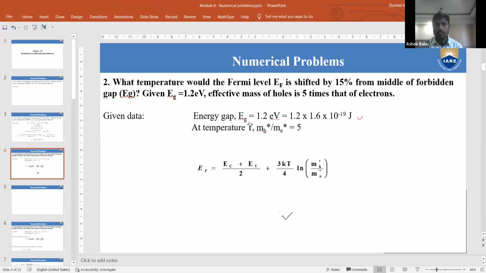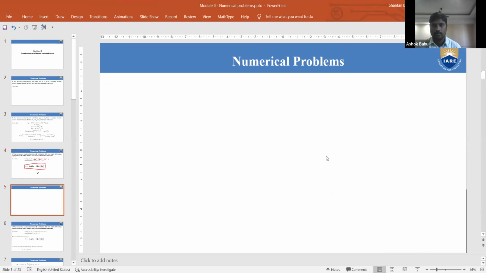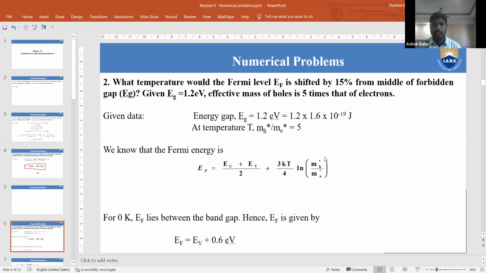So energy gap equals 1.2 electron volts. Multiplying by 1.6 into 10 power minus 19 to convert into joules. At a particular temperature T, Mh star equals 5 Me star, because the effective mass of holes is 5 times that of electrons. And this is the formula to find out the EF.